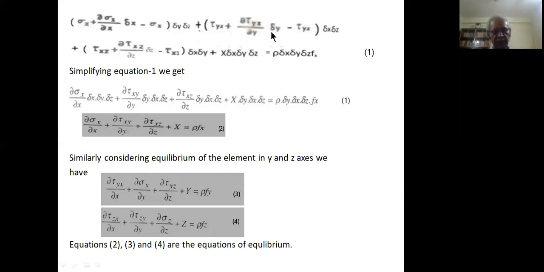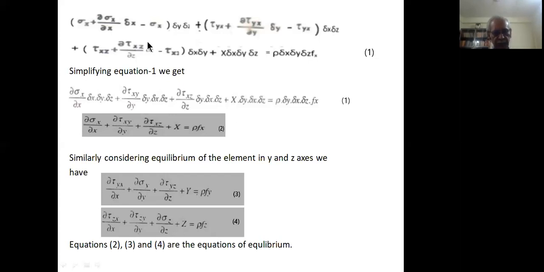In the second part of the equation, again tau yx and tau yx will cancel out, and you are left with del tau yx by del y into delta y, and outside the bracket you have got delta x and delta z. So you have got del tau xy, I have written xy because xy and yx are the same thing. Del tau xy by del y into delta y, delta x and delta z. So that is the second part of this equation.